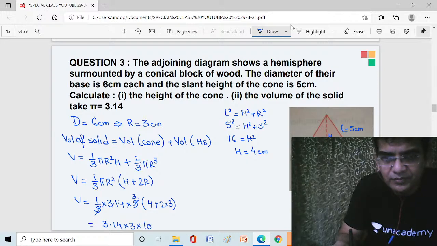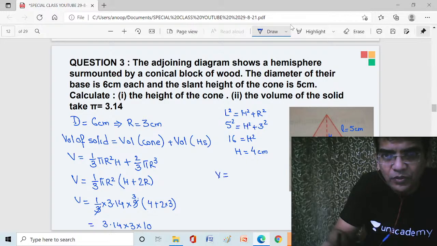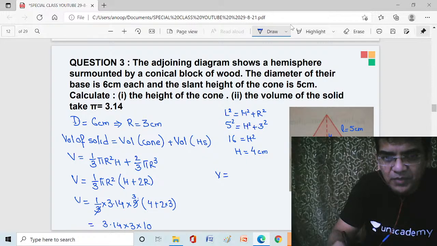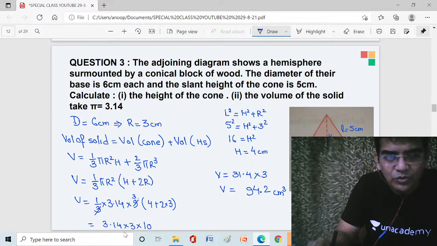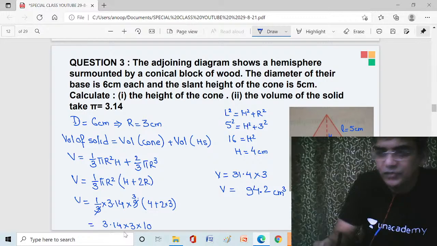Now let's solve it. So volume will be equal to, now this multiplied by 10 will give me 31.4. I have multiplied 3.14 with 10, so 31.4, and then multiplying it by 3. So 3 into 4 will give us 12. This will give us 4, 3, 3 is 9. So 94.2 centimeter cube. So what will be the volume? So 94.2. Hope this is clear to you.